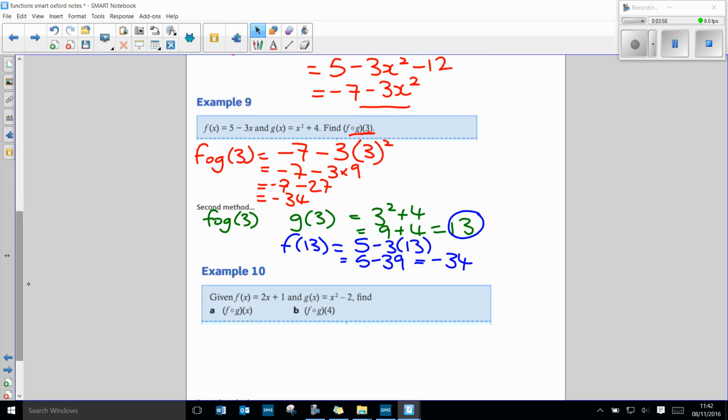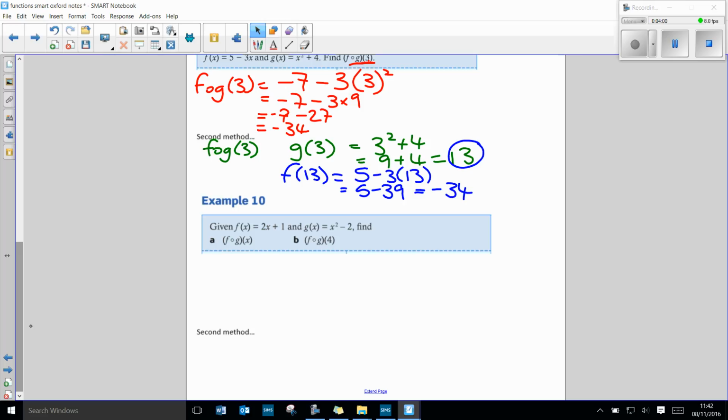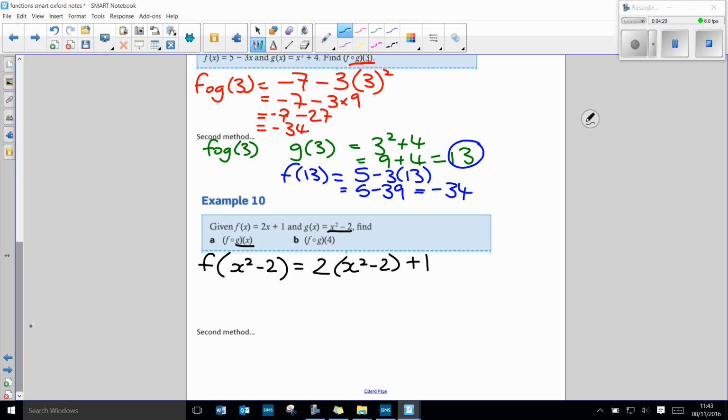Final example on this page. f(x) is 2x plus 1, g(x) is x squared minus 2. We're finding f∘g(x), so they've asked us to find the f∘g(x). So we're putting g into f, so we're finding f of x squared minus 2. Because that's what the expression for g is, which means that we would have 2 lots of x squared minus 2 plus 1.